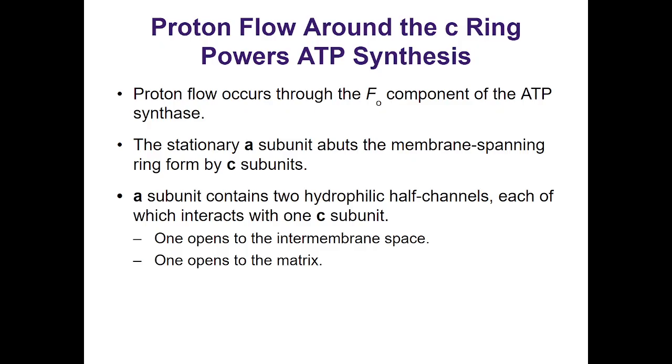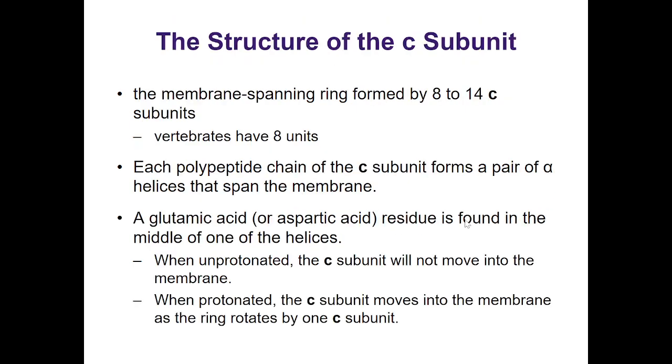The proton flow is going to occur through the F0 component of the ATP synthase. The stationary A subunit is going to butt the membrane spanning ring formed by the C subunits. The A subunit is going to contain two hydrophilic half channels, each of which interacts with one C subunit. One opens to the intermembrane space, one opens to the matrix. The membrane spanning ring is going to be formed by 8 to 14 C subunits. The vertebrates will have 8 units.